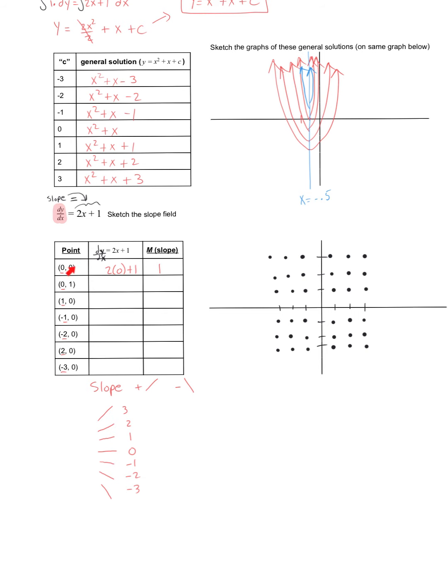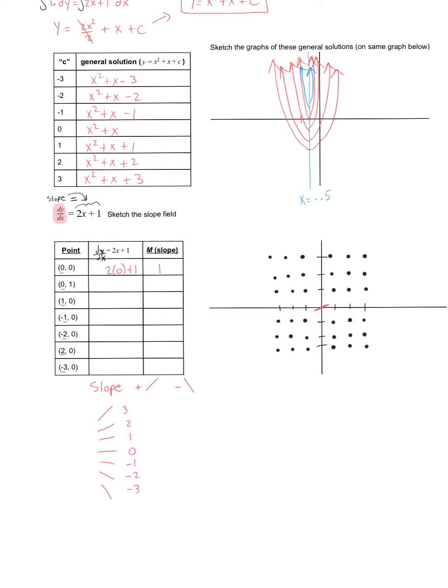So again, at this point here at 0, 0, when we plug it into our slope equation, we get a slope of 1. So at 0, 0, we just put in a little tiny slope line, and it's not very steep. It's just a slope of 1. So it kind of looks like this. Not very steep at all.